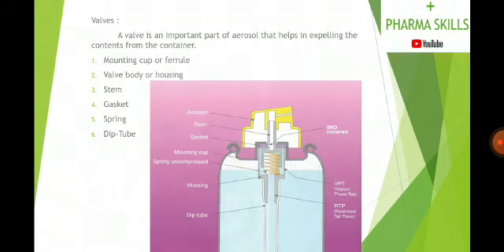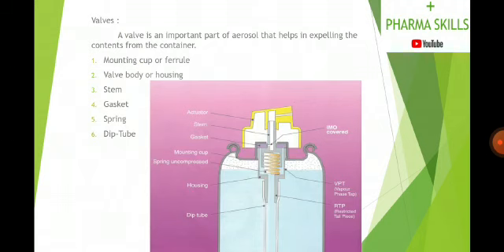Now next, see valves. Valve is the important part of aerosol. It helps in dispensing the product from aerosol in a desired manner, that is desired rate and amount. The performance of aerosol depends on type of formulation and valve. They help in preventing the loss of product when not in use. The materials used for the production of valve must be inert and approved by FDA. Let's see some of the components of the valves.